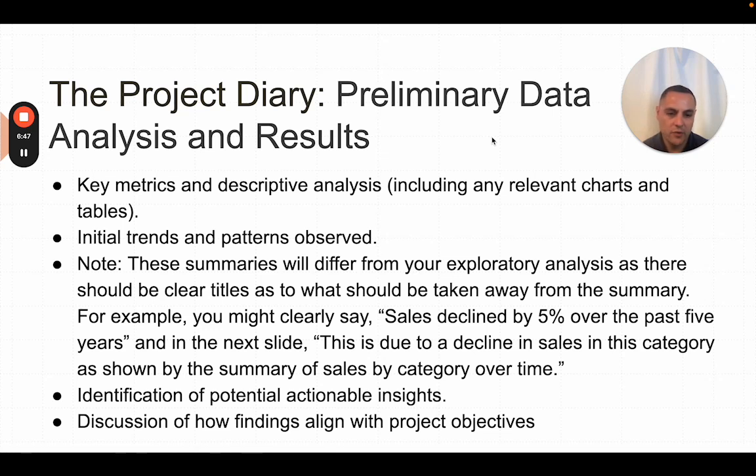So for example, if you're looking at sales, you might have a title that says sales declined by 5% over the past 5 years based on some data source that you analyzed. In the next slide you might have another title, a sort of drill down. This is due to a decline in sales in this category as shown by the summary of sales by category over time, right? So you have an overall picture and then a diagnostic follow-up.